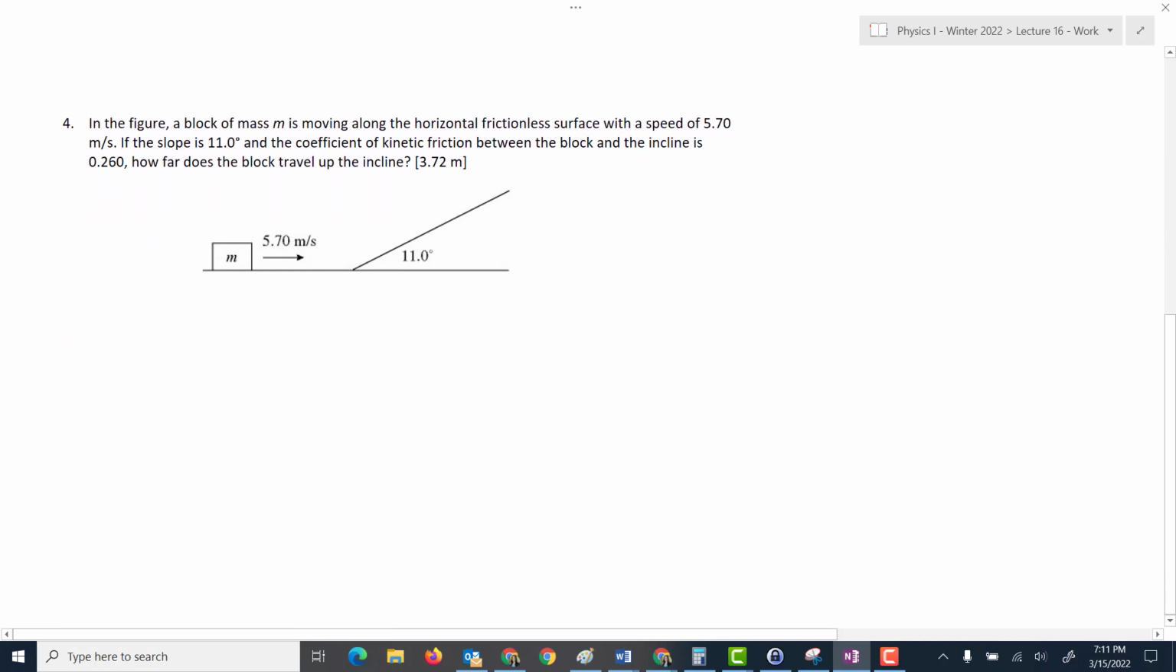Question 4. In the figure, a block of mass M is moving along the horizontal frictionless surface with a speed of 5.7 meters per second. If the slope is 11 degrees and the coefficient of kinetic friction between the block and the incline is 0.260. So it's saying that this is the only spot that has friction. Okay, only when it's along this slope here. So the coefficient of kinetic friction here is 0.260. How far does the block travel up the incline? Okay, so eventually it comes to a complete stop.